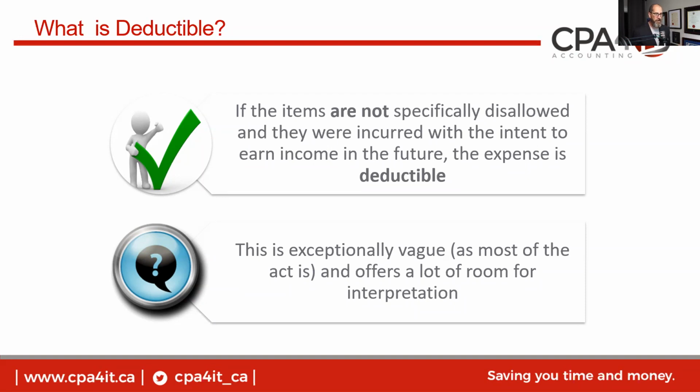The other things that are not deductible are club memberships. So unfortunately, gym memberships, those types of things, golf clubs, private country clubs, anything like that is again going to be specifically disallowed. And then the other thing that's going to be specifically disallowed is life insurance.